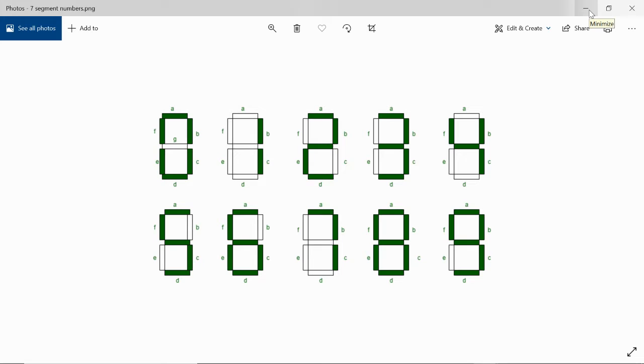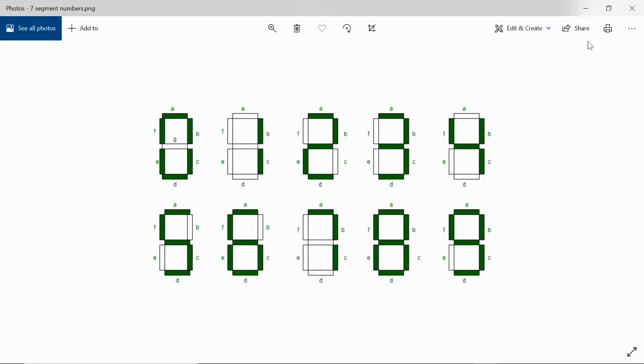For example, if I want to make the E segment light up, it would light up on a 0, not on a 1, on a 2, on a 6, and an 8. So 0, 2, 6, or 8. If I want to light the B segment up, that would be on a 0, 1, 2, 3, 4, no, 7, 8, and 9.